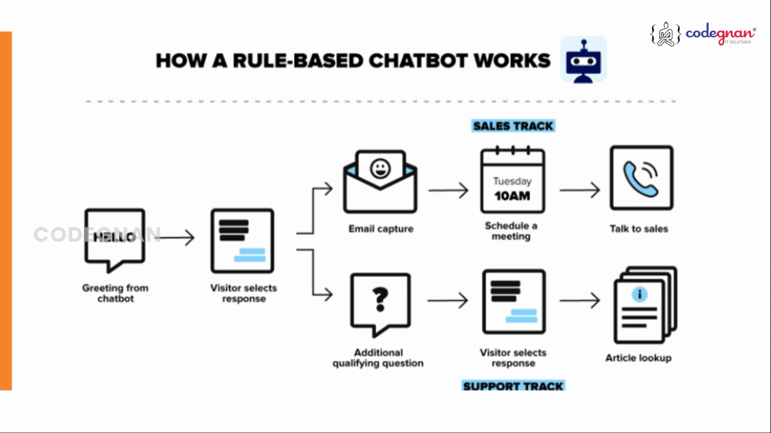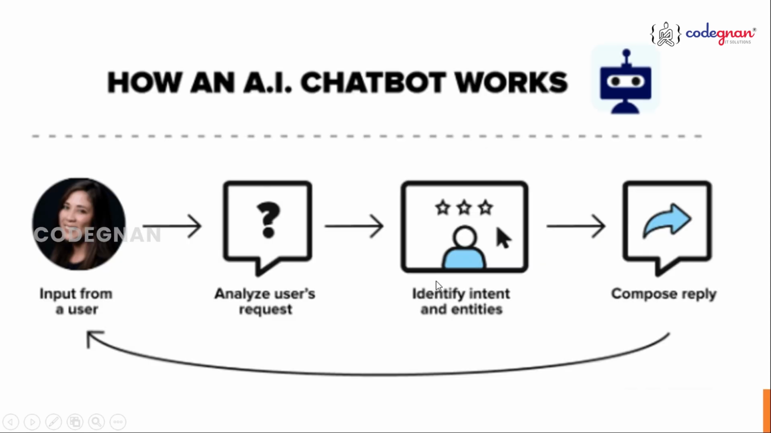I'll show you. So this is how the rule-based chatbot works. Greeting, select response, email capture, scheduling, talk to sales. The flow is a particular rule. When you go for AI, you see input from a user, analyze the previous request, get the entry, and compose the reply. That's where the AI chatbot is learning. That's where it uses natural language processing techniques. It learns from the data.